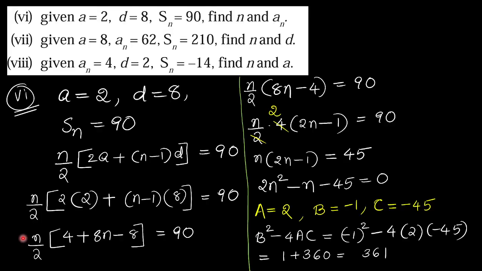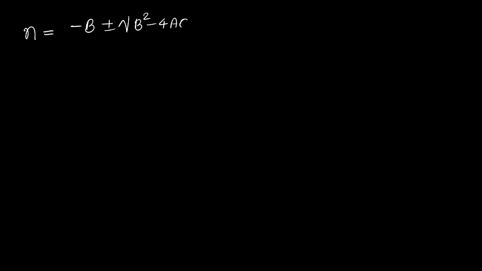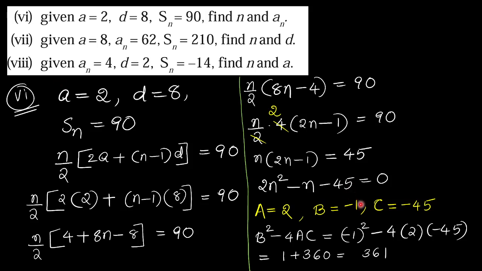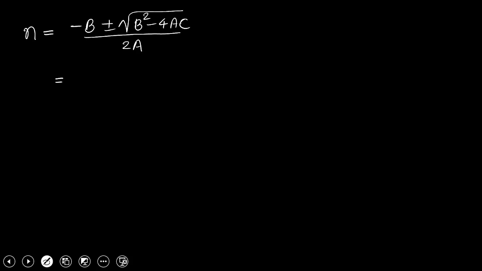So the continuation is not completed. I want to find n from this equation. This is a quadratic equation. Use the quadratic formula for solving for n. The formula is minus b plus or minus root of b square minus 4ac, divided by 2a. We studied this formula in the chapter quadratic equation. Minus b is what? Minus 1. So b is what? Minus 1.